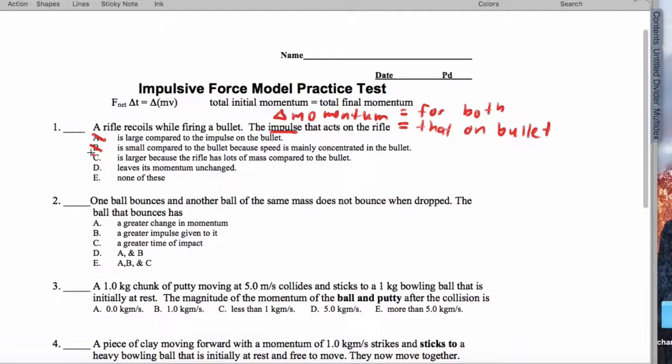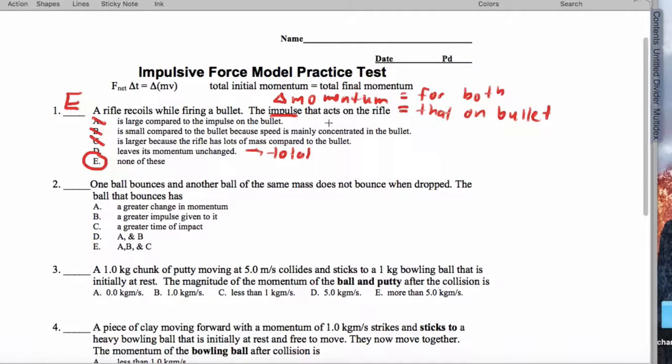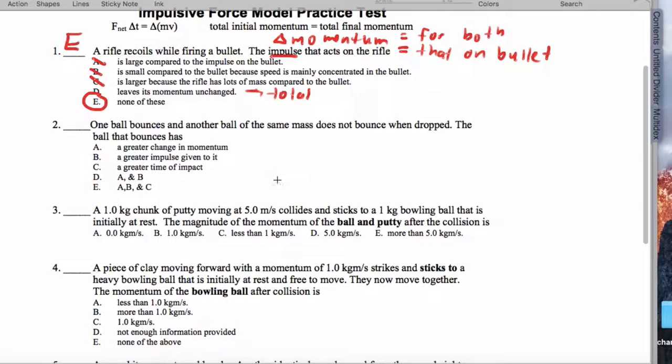So this is false. Its individual momentum is unchanged. Yes, if this said total momentum, that would have been okay. But we didn't talk about total momentum. We were only talking about the rifle alone. So it actually turns out this is the one time in physics where the correct choice is E, none of these.